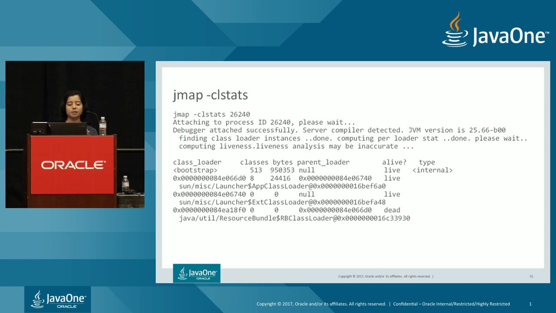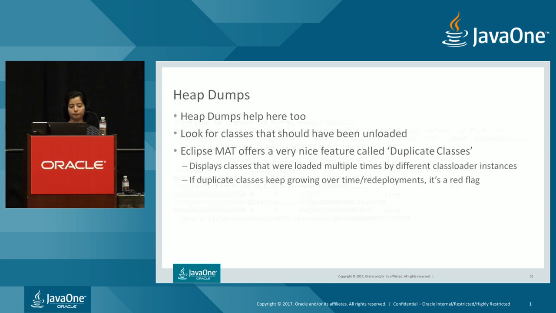So class loader statistics is important because it gives us information about the class loader instances available and the classes loaded by them, whether these class loaders are alive or dead in memory, the number of classes loaded by them, or the bytes occupied by those classes in metaspace or permanent generation. So heap dumps help in this case as well. We should be looking for classes that should have been unloaded.